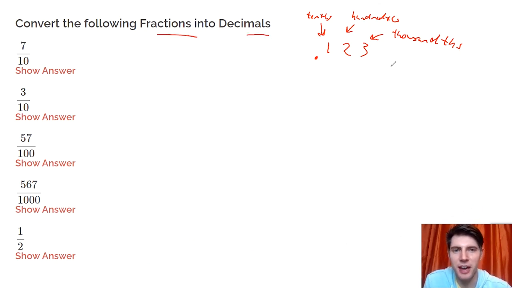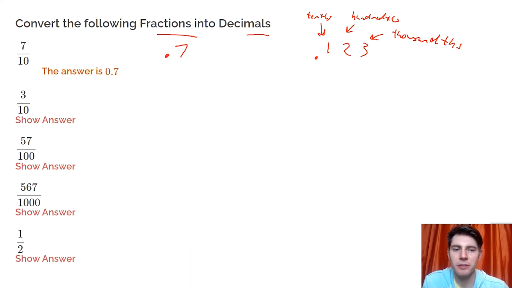Tenths, hundredths, and thousandths. So this says 7/10. The way we read that is there's a 7 in the tenths place. So it's just 0.7. And then we're done. 0.7, and that's that one.